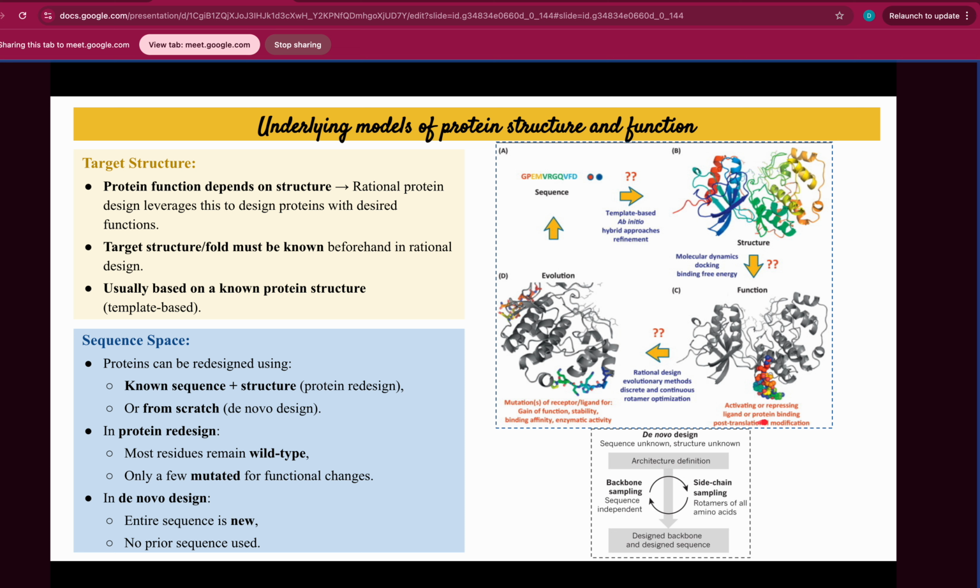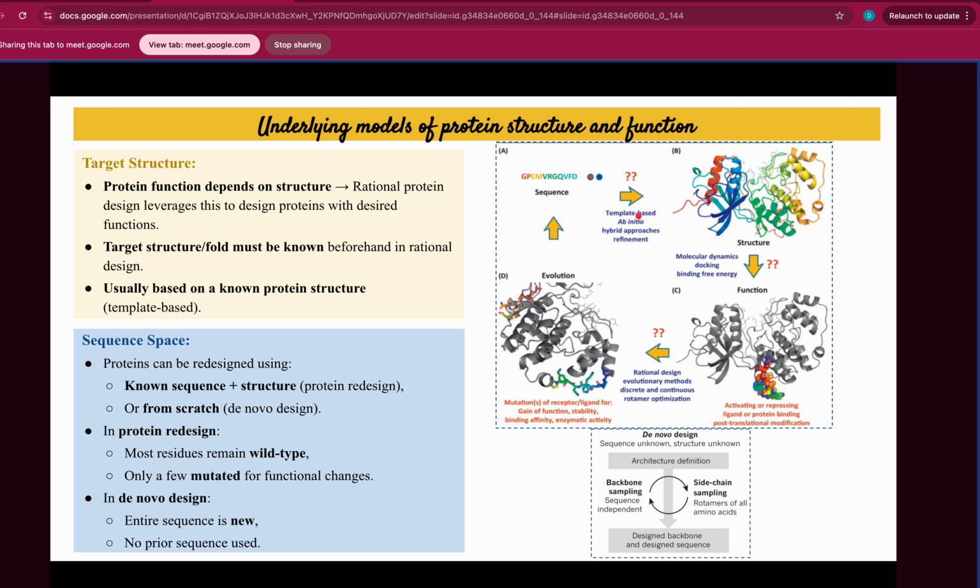Now, activating or repressing the ligand or protein binding, post-translational modifications can be studied at the functional level. So in rational design, evolutionary methods, discrete and continuous rotamer optimization, all these things can be done, and ultimately we can study the evolution of the protein. So the mutations of receptors, ligands, which are responsible for the gain of function, stability, binding affinity, or enzymatic activity can be studied. So this is how the rational design is done, in which we already have the information in our hand, and these are also based on the template based methods.